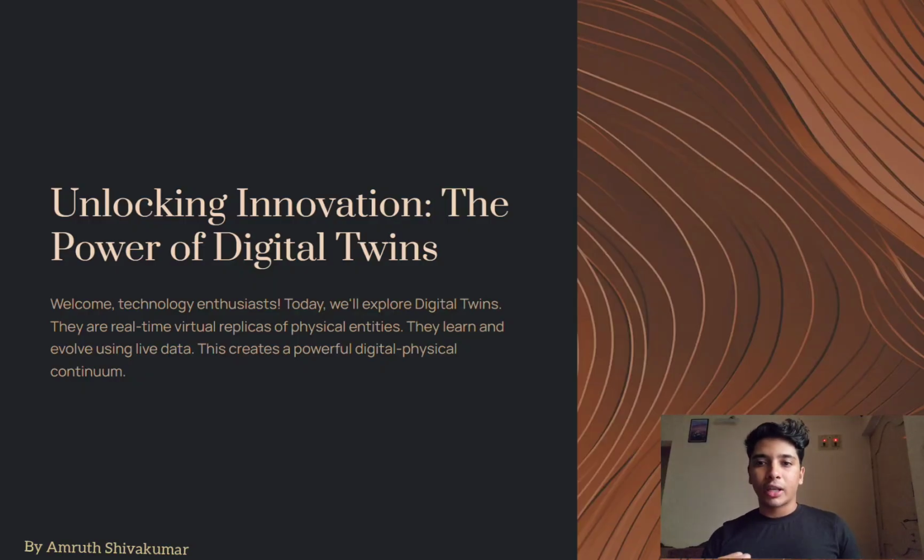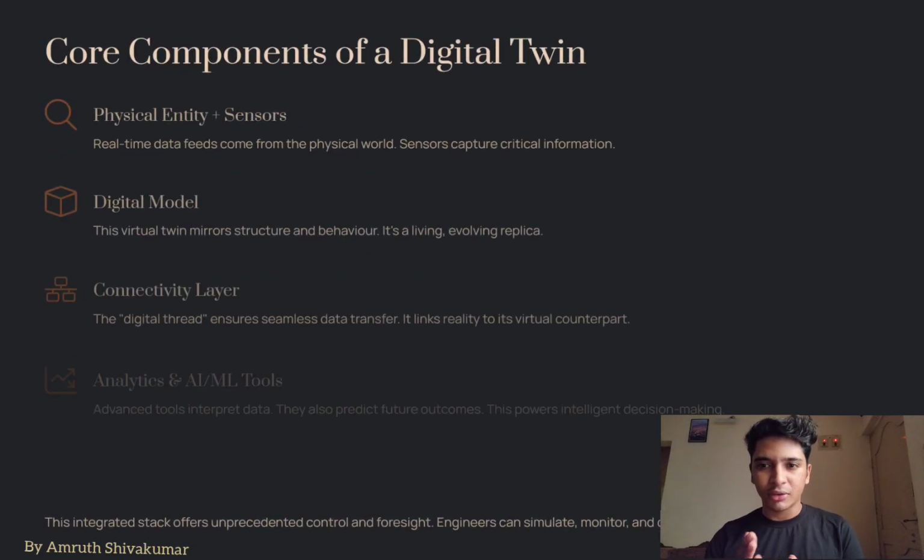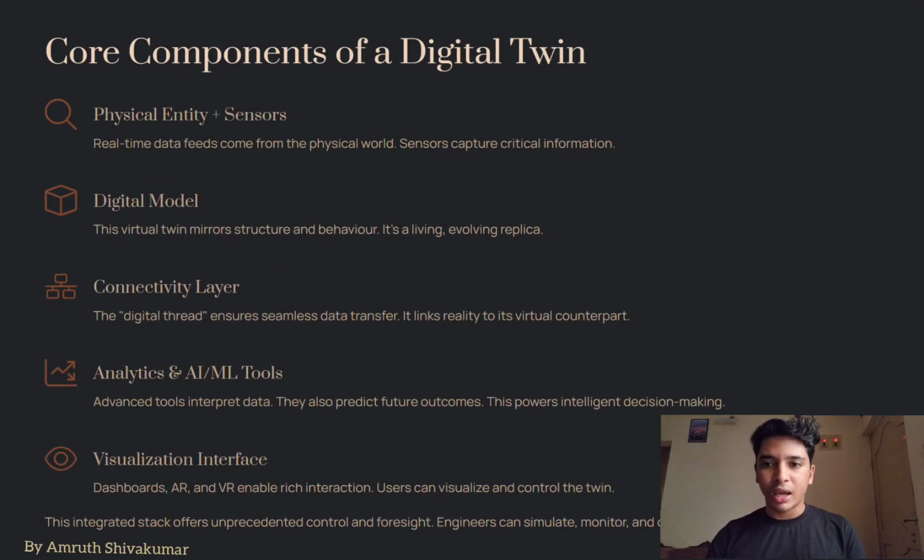Okay, now for any digital twin to perform seamlessly and function effectively, we need five core components which can be used inside the digital twin. The first one being a physical entity with sensors and the digital model, then comes the connectivity layer, then comes the AI, ML and analytics tools, and then the dashboard or an AR VR system by which we can visualize what's happening inside a digital twin.